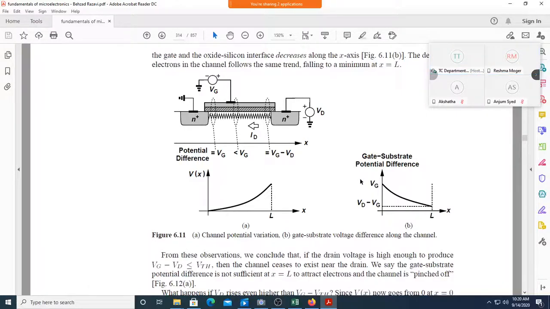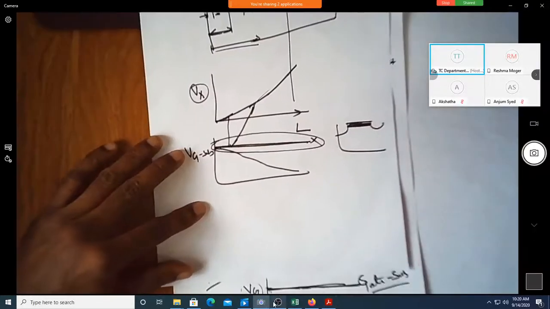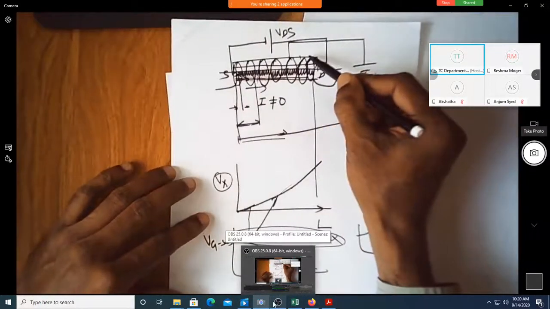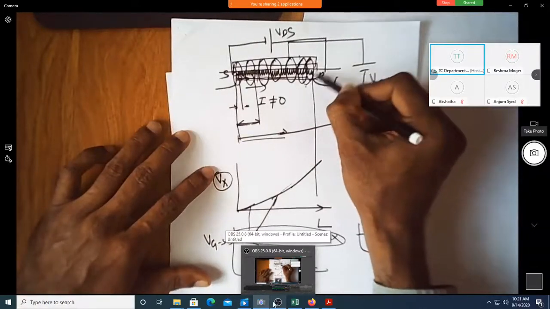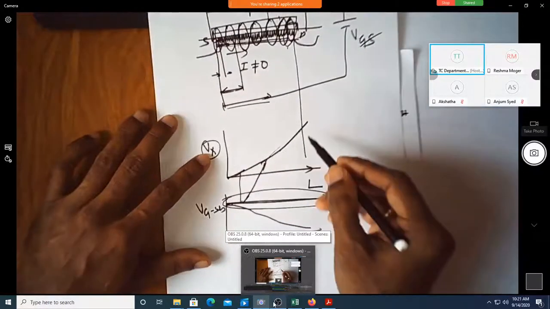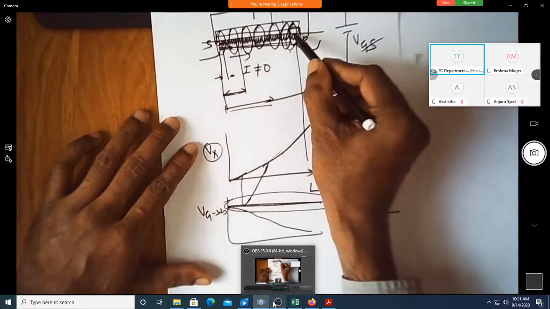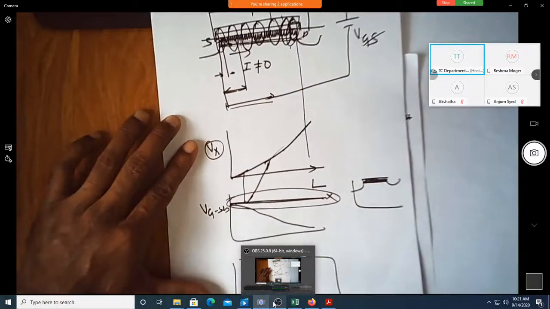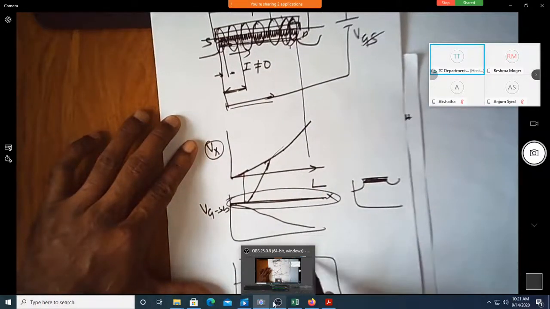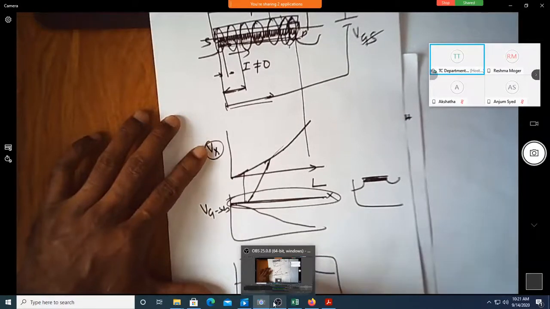You have lesser potential for electrons to be collected at the semiconductor-oxide interface. So when the voltage between gate and the substrate is lower and lower, you don't have enough potential for electrons to be accumulated. So that's what happens as you increase the potential of VDS.